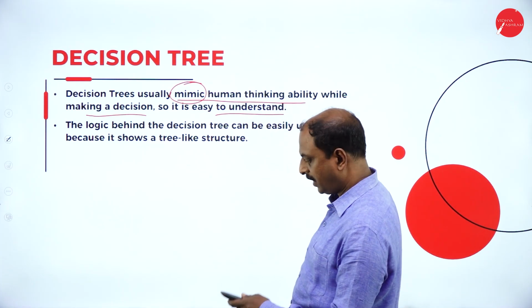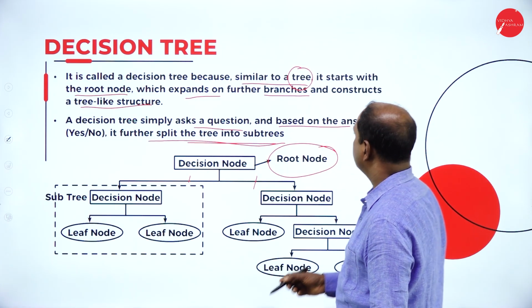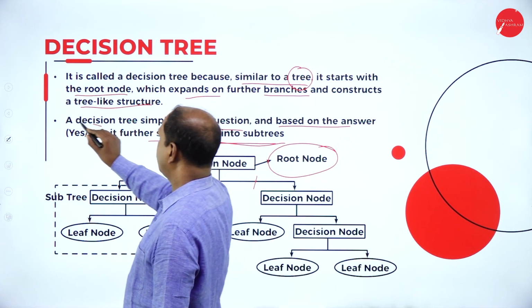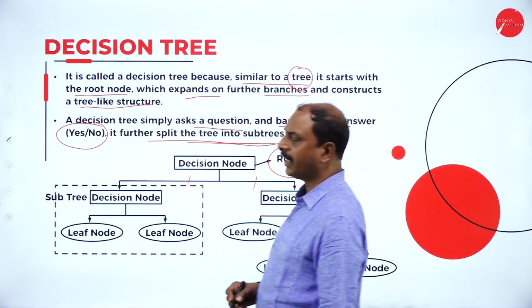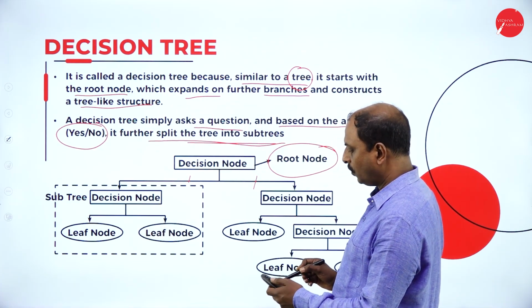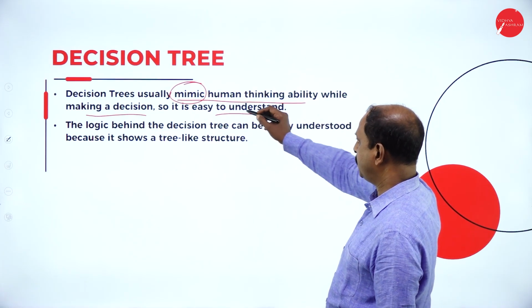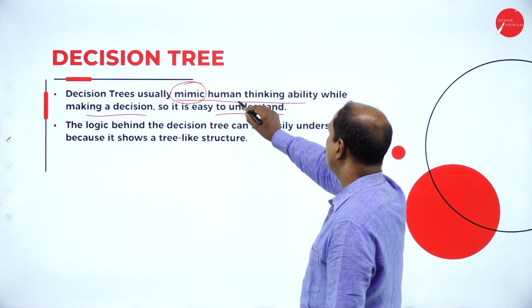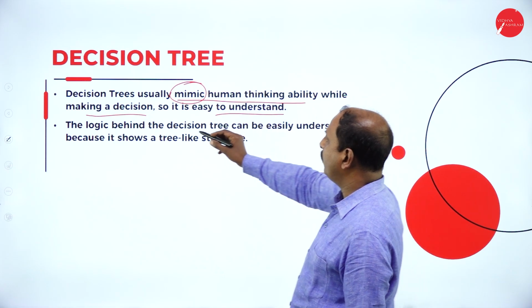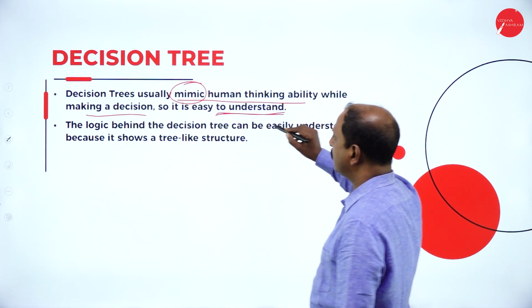As we have seen in the previous slide, any decision results in two possible answers, either yes or no. Based on that, it takes a decision and simulates the human thinking ability while making decisions. So it's easy to understand the concept.